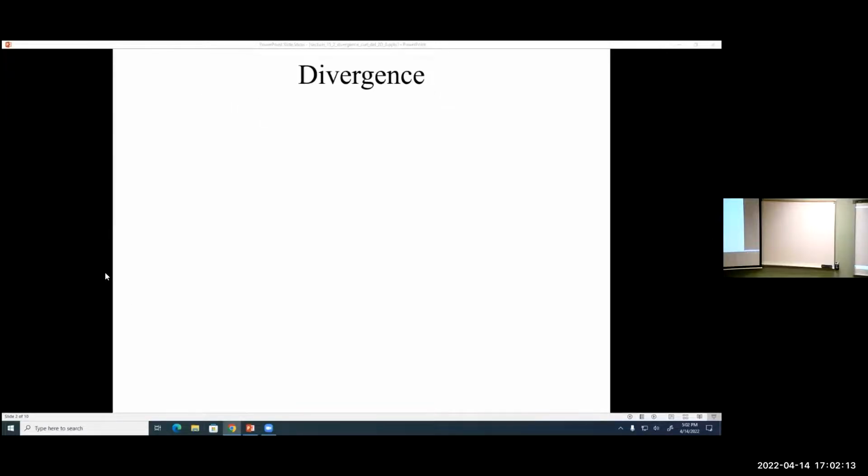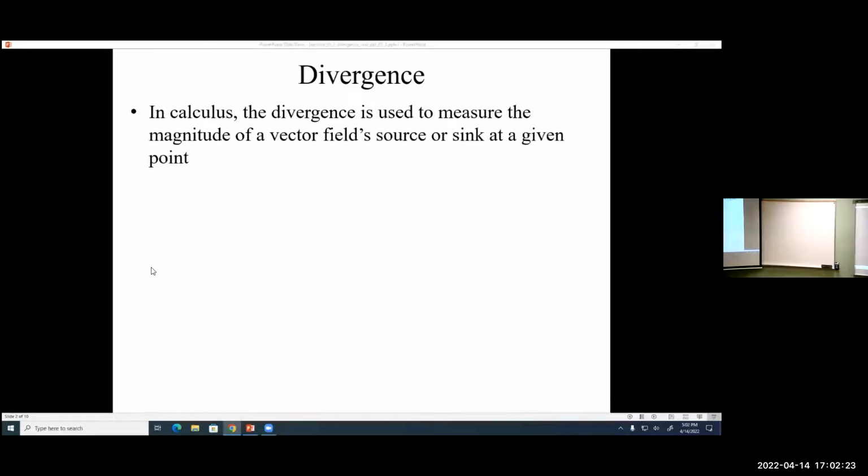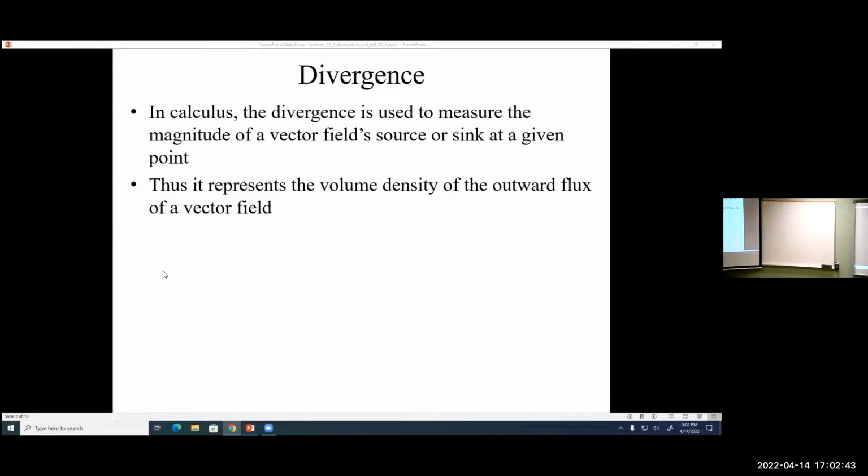All right, we've heard the term divergence before. This is a little bit different than the divergence we talked about in Calc 2 when we were looking at divergence of a sequence or series. In vector calculus, it's specifically used to measure, at any given point in a vector field, the magnitude and whether it's a source or a sink. We'll talk about what those mean here shortly. Basically, it represents the volume density of the outward flux of a vector field at any given point.